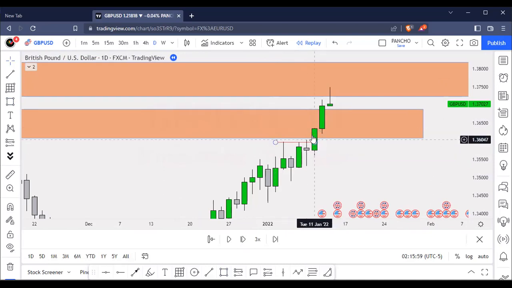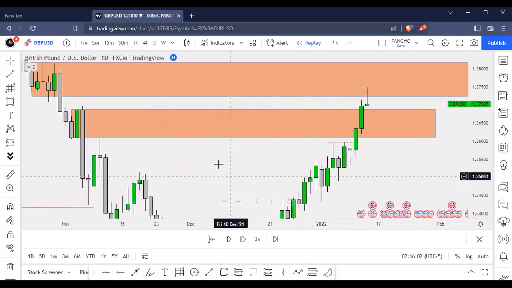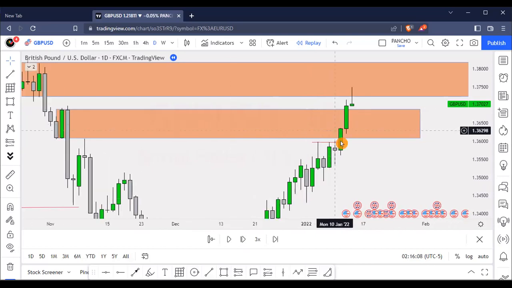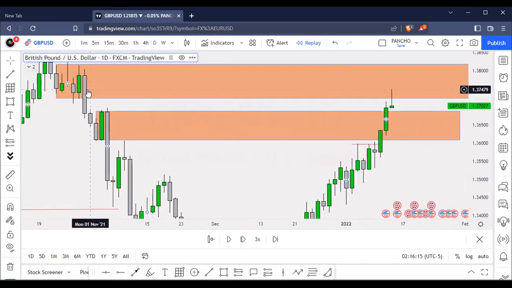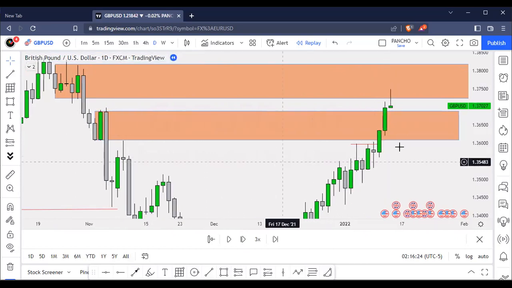Now you cannot just enter here directly. You cannot say it's a nice area to look for a selling opportunity. It's very dangerous here. And remember, we have two order blocks. So if not this order block, it is this order block. Now you see here we had very strong momentums. You cannot enter where you see strong momentums.